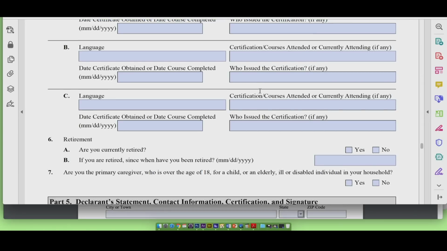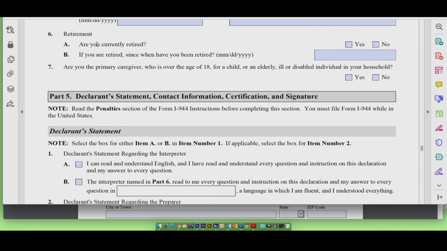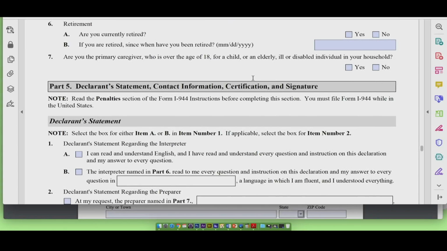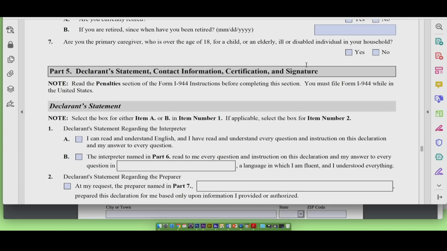If you're retired, it's asking, are you currently retired? And if you're retired, since when have you been retired? And then finally, it will ask if you are the primary caregiver, over the age of 18, for a child or an elderly, ill, or disabled individual who is in your household. They will take that into consideration.